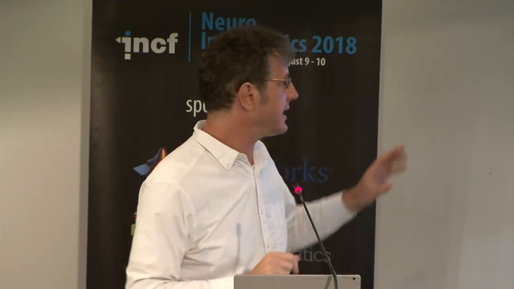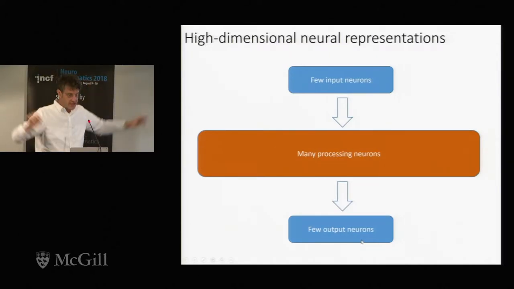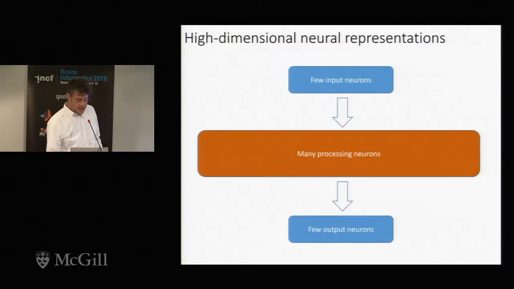You see this pattern all over the place in the cerebellum. These would be the granule cells. These would be the Purkinje cells. In the cortex, these would be the IT neurons, and these would be the PT neurons, a small number of cells that project the output out. So the idea is that you take an input and you make a high-dimensional representation of it.